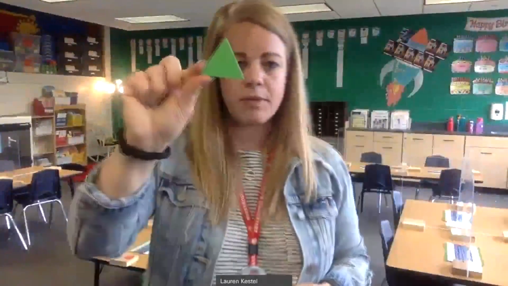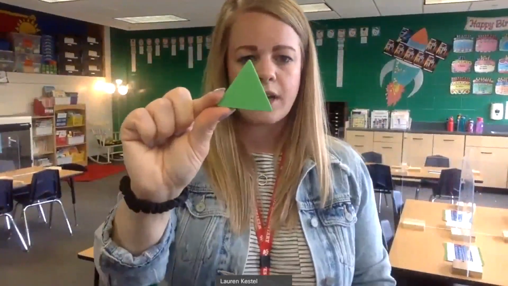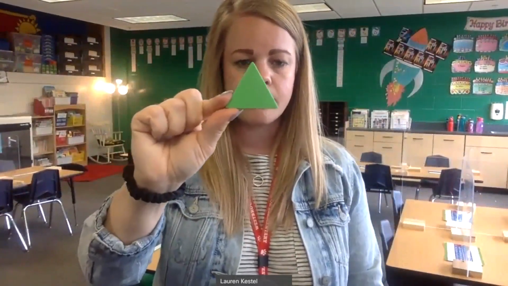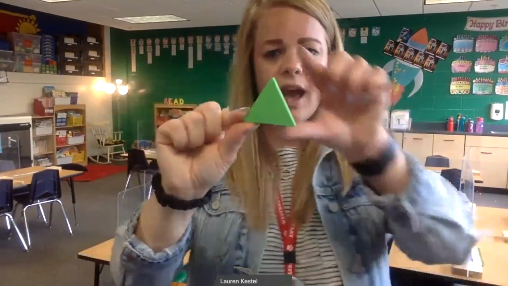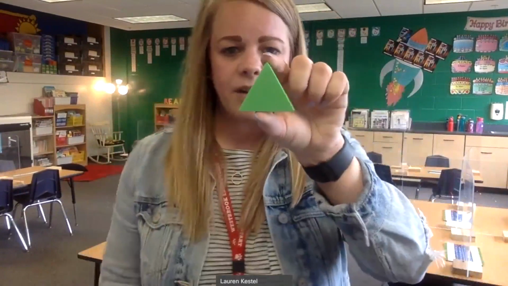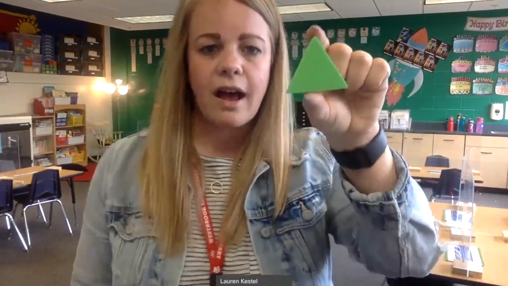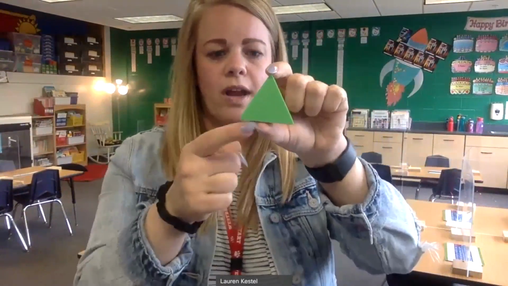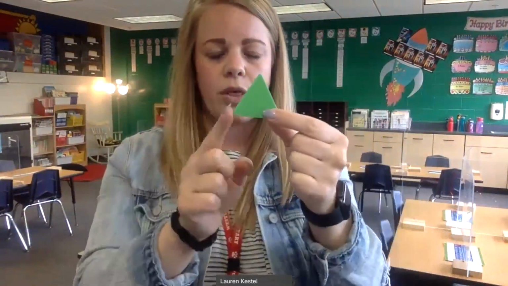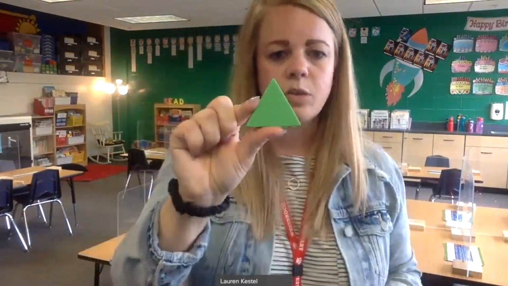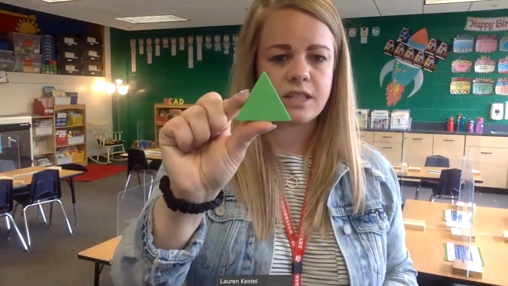Our next shape looks like this. So think in your head what shape this is. You're right, this is a triangle. Now think, how many sides and how many vertices does a triangle have? Yes, a triangle has 1, 2, 3 sides and 1, 2, 3 vertices. So a triangle has 3 sides and 3 vertices.